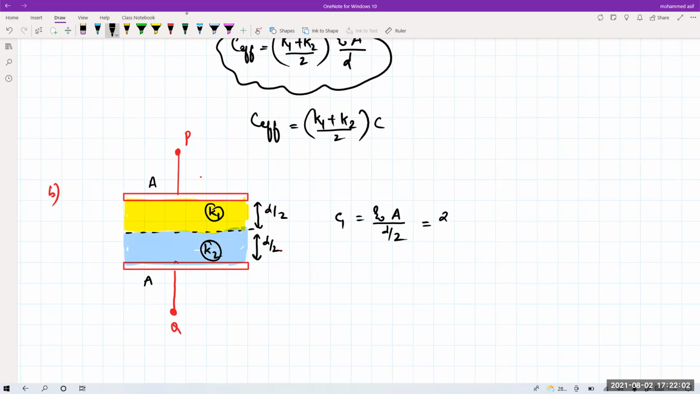That means the 2 will go up, so C1 is 2 epsilon naught into A divided by d. The same way, C2 is equal to 2 into epsilon naught into A divided by d again.